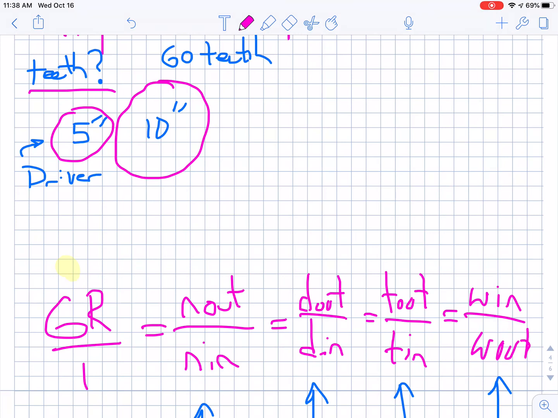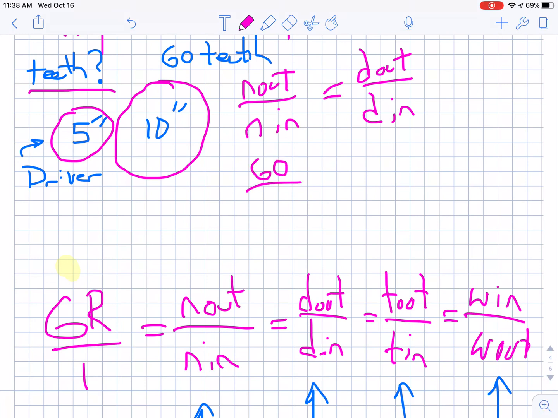So let's pick number of teeth first. That's N out over N in. So it's going to be N out over N in equals, what else did they give me? Oh, they gave me diameter. That's D out over D in. So then we can substitute my number of teeth on my output gear, that's 60, over my number of teeth on my input gear, that's what I don't know, equals diameter output, that's 10, over 5, the diameter of my input. So 10 over 5.